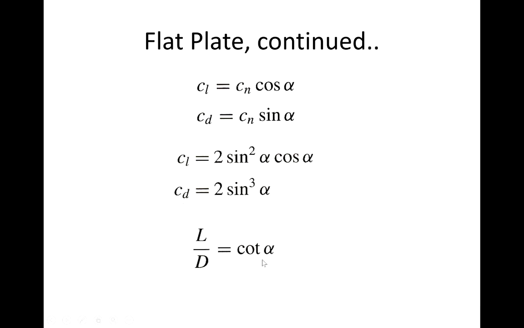Notice that if you have an alpha of, let's say, 10 degrees, alpha in radians will be roughly 0.1 radian. So cotangent of 0.1 will be cosine of 0.1 radian divided by sine of 0.1 radian, which is roughly 10. On the other hand, if your alpha was equal to 20 degrees, then you're going to get 1 over 0.2, which is 5. So L over D in hypersonic flow is much lower than L over D in subsonic flow or transonic flow.